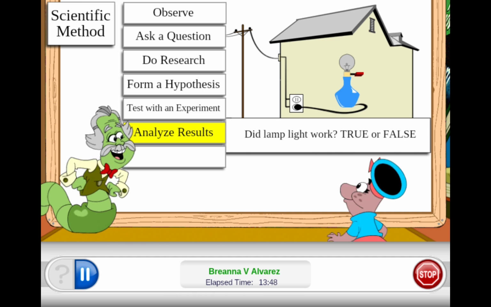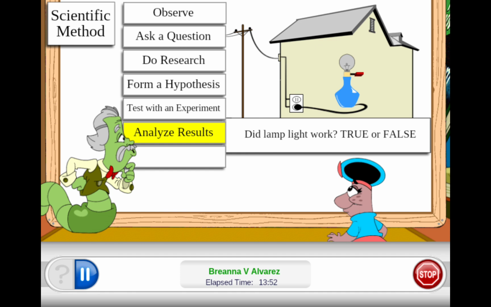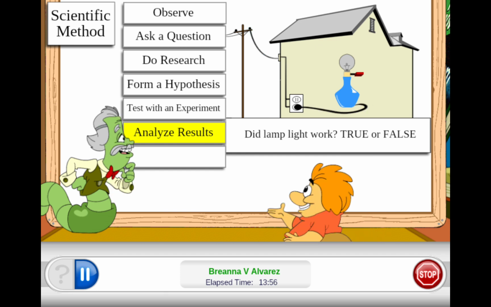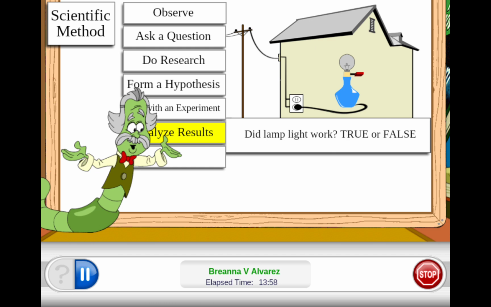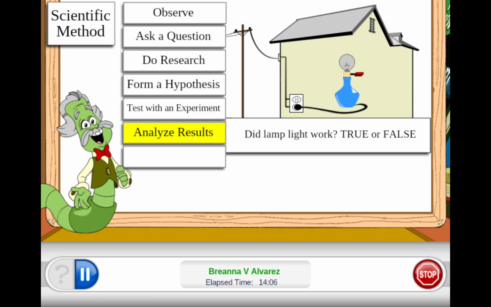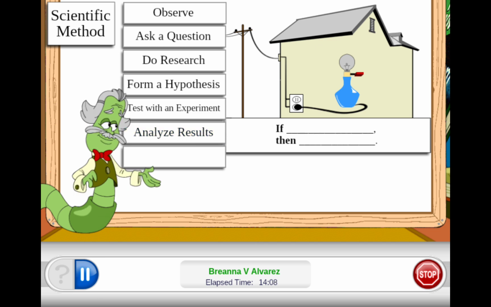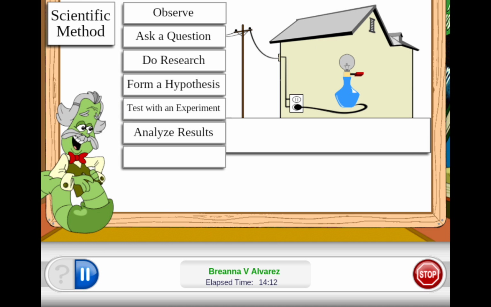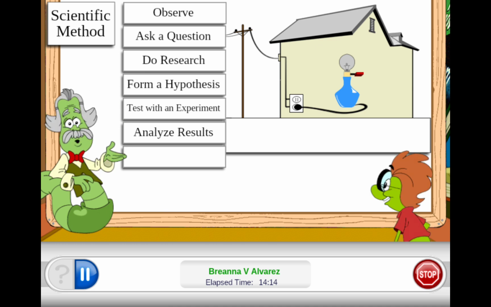Oh, Mr. C, if the lamp still didn't work, maybe it was because the cord was not plugged in. Or maybe it was because the electricity was out. Good. Both of you went back to the research to come up with new ideas. Now you could take that information and make a new hypothesis. Then test it.